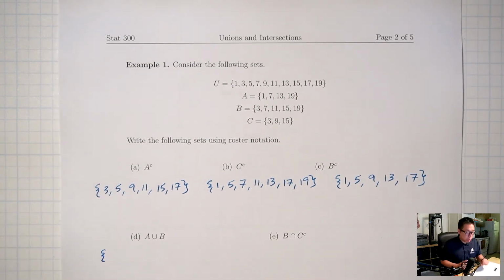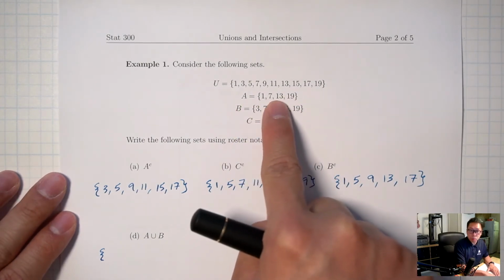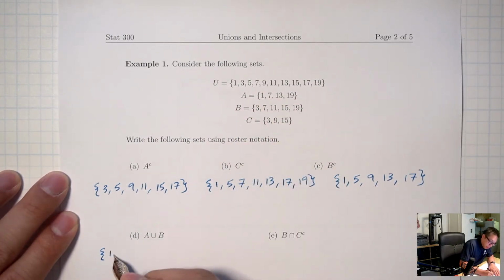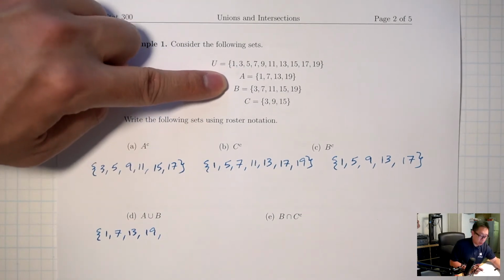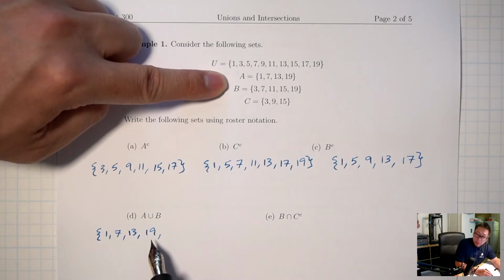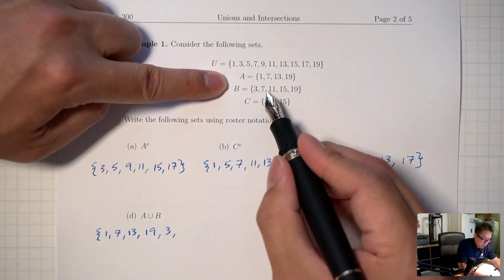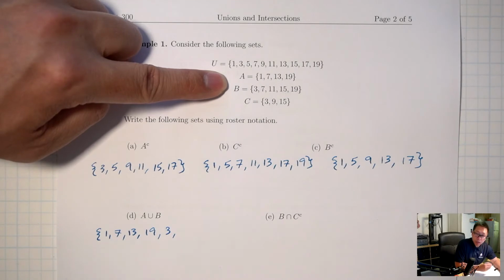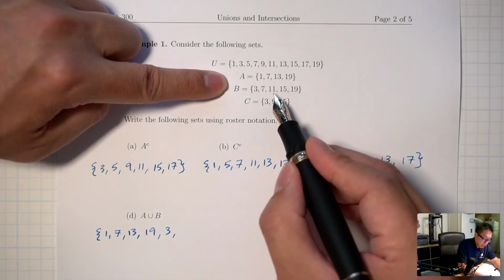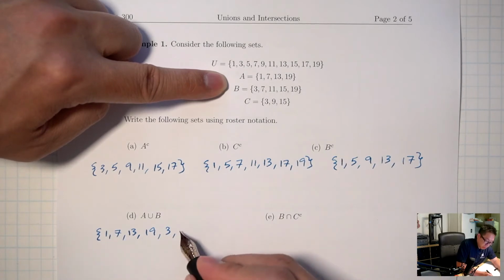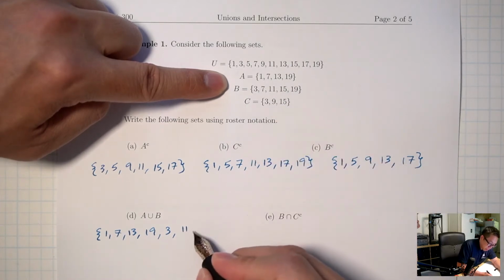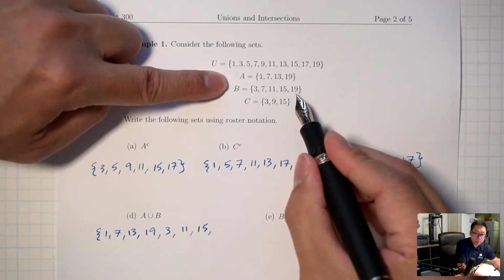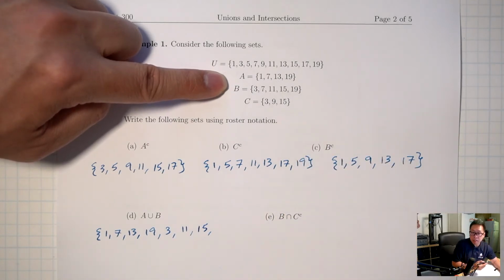The way I typically do a union is I'm just going to copy down the first set as is. So 1, 7, 13, 19. And then I'm going to look at the second set and add on anything new from the second set. So 3. I don't have a 3 yet, so I'll add on 3. 7. I have 7 already, so I'm not going to write down another 7. So 7 is good. 11. 11's new. 15. 15 is new. 19. I have 19 already, so I'm not going to add on another 19. So that's it.